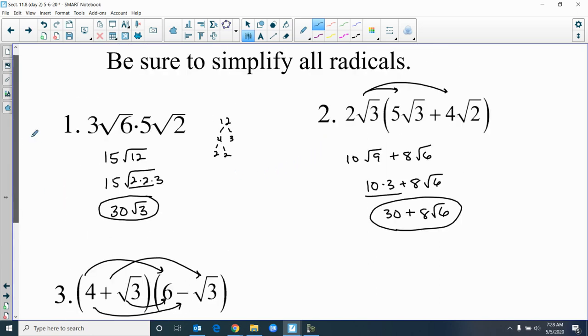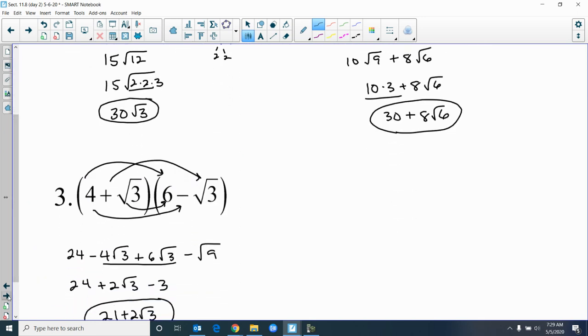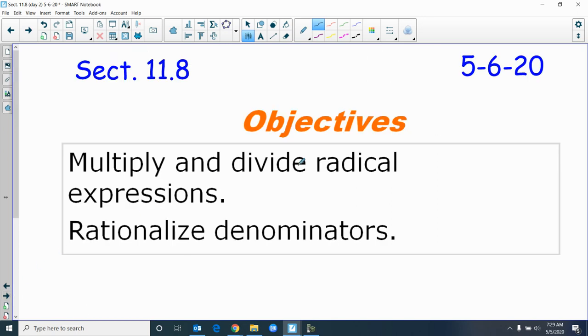So that's a quick review of the multiplying. Really, there's 3 types we run into. Just a term times a term. Distribution, where you have a single term times 2 or multiple terms, and then a binomial times a binomial. Okay, a FOIL problem. But now we're going to divide.